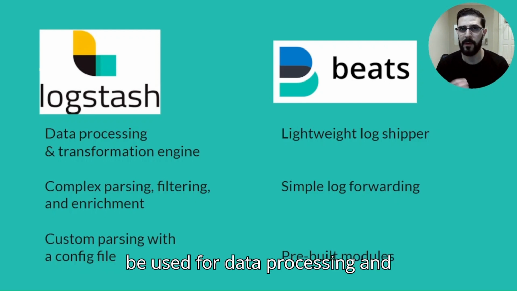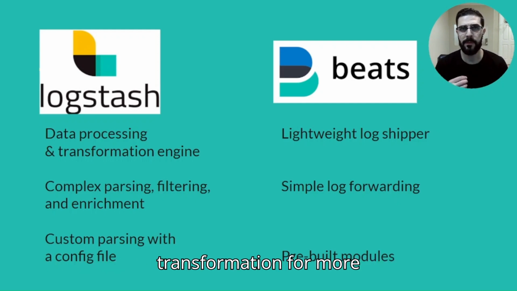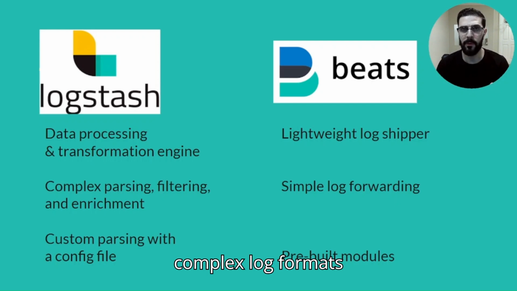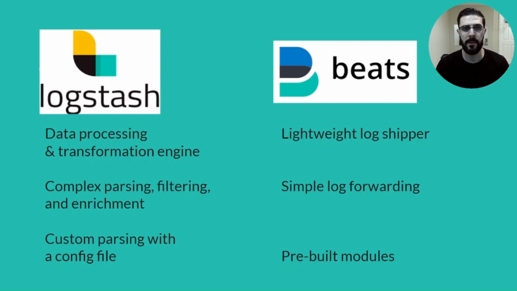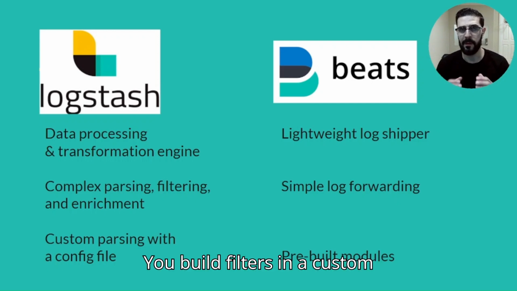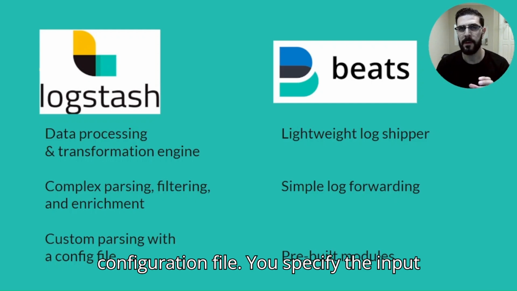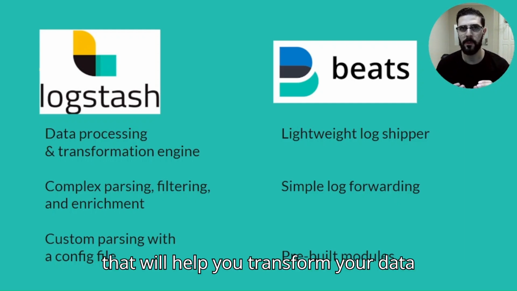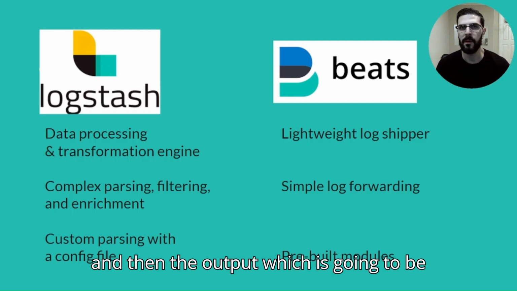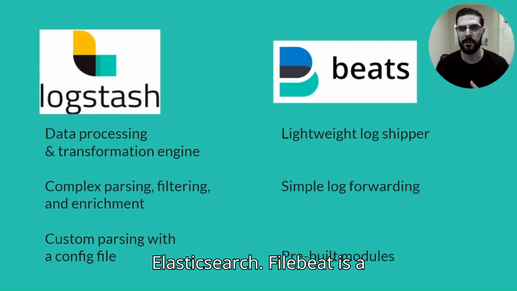Logstash can be used for data processing and transformation, for more complex log formats and filtering and data enriching. You build filters in a custom configuration file. You specify the input, which is the data source, and the filters that will help you transform your data, and then the output, which is going to be Elasticsearch.